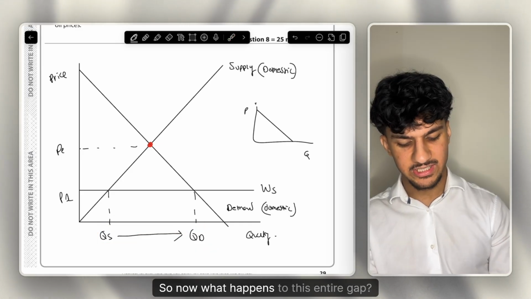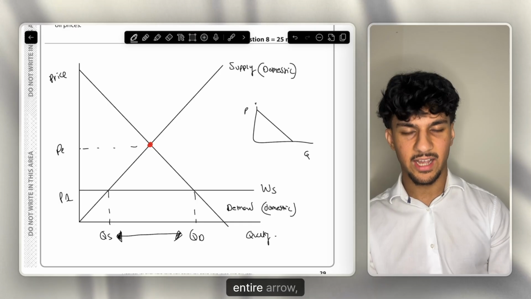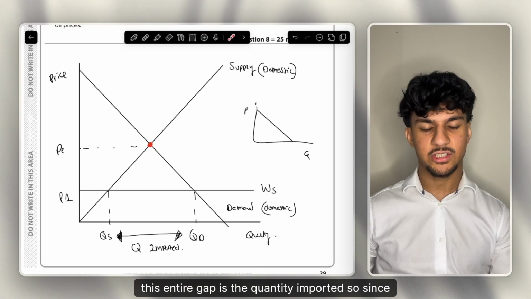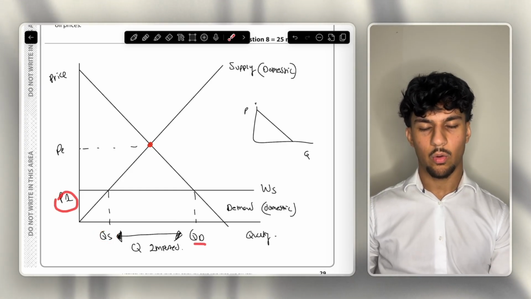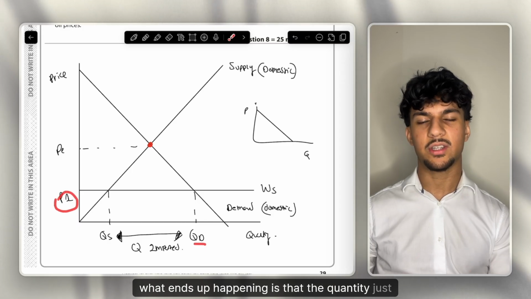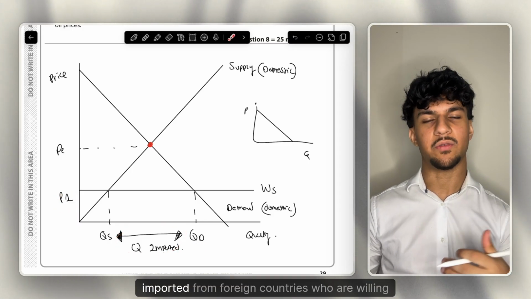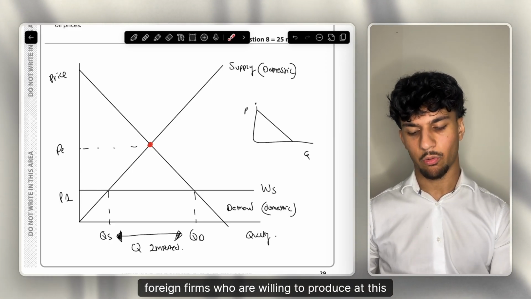So now, what happens to this entire gap? This is where globalization comes in, and this entire arrow, this entire gap, is the quantity imported. Since UK firms do not want to produce QD at P1, the gap between QS and QD is just imported from foreign firms who are willing to produce at this lower price of P1.